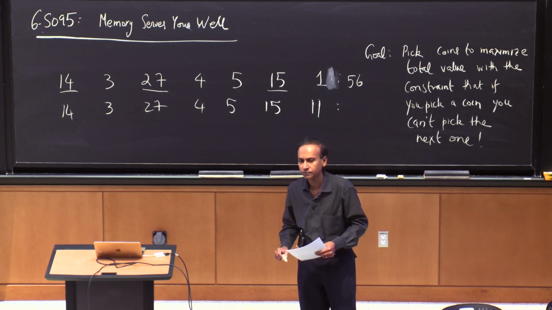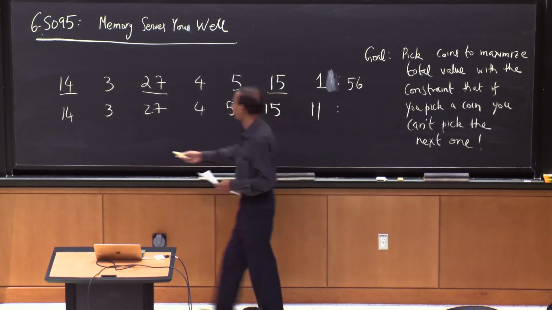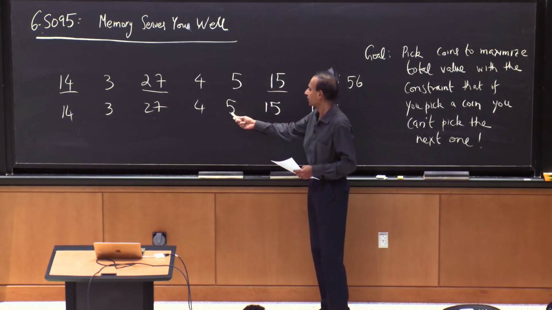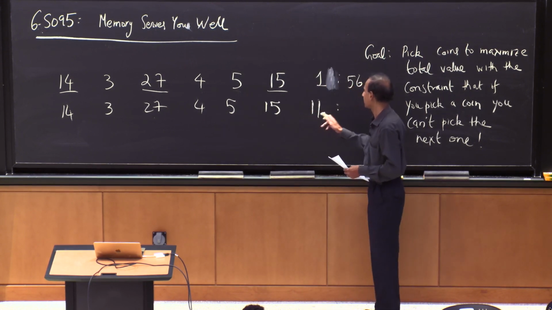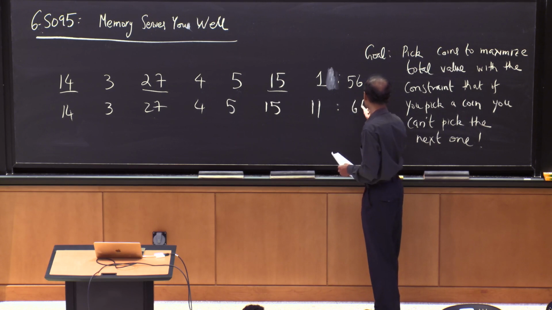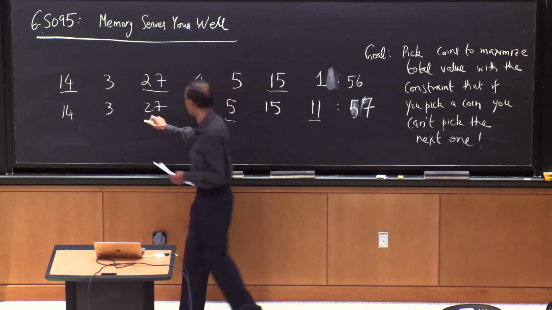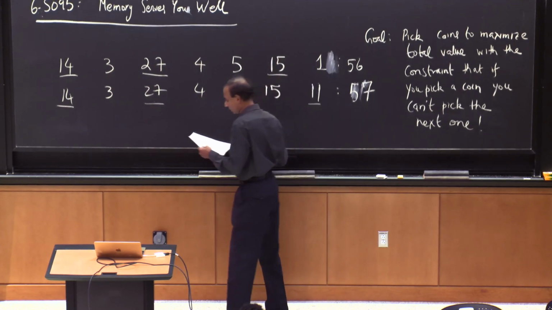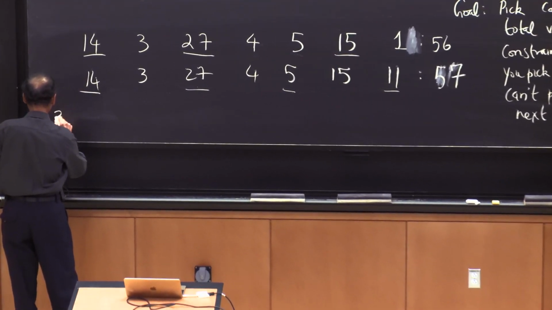Yeah, go ahead, Josh. The maximum value is 57 if you just pick every other coin. So that if you go 14, 27, that's 41. Now you want to pick 5, and so that's 46. And then you can't pick 15, but you get to pick 11, and so you go 57. Yeah. So this one was alternation, pretty much strict alternation, right? Well, so you guys are getting good at this.